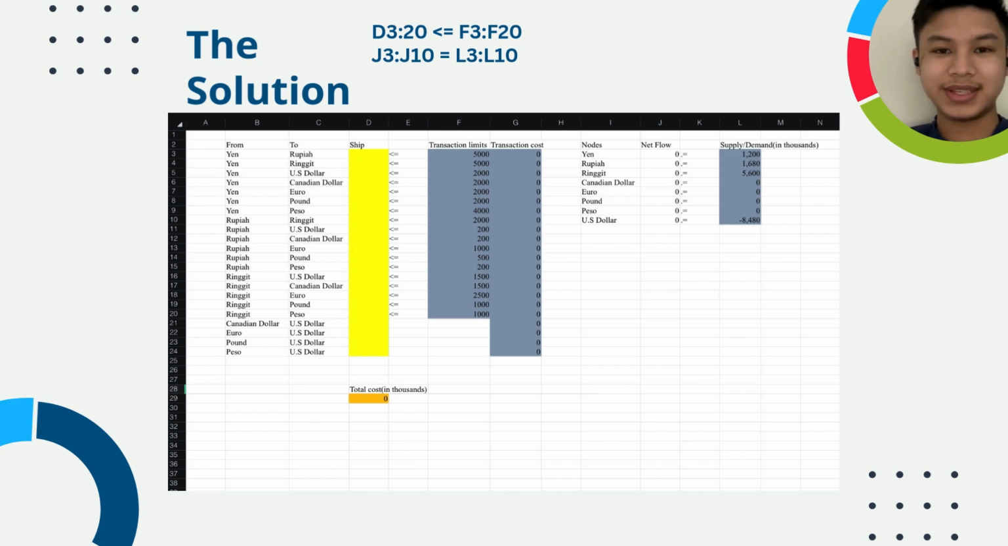Lastly, all we need to do is set up our solver. First, select our objective cell, which is the orange cell. Select our variable cells, which are all the yellow cells. Set the solver to minimize. Set the engine to simplex. And then do the following constraints. First, the net flow should be equal to the supply and demand. And next, the shipments should all be less than or equal to the capacity.